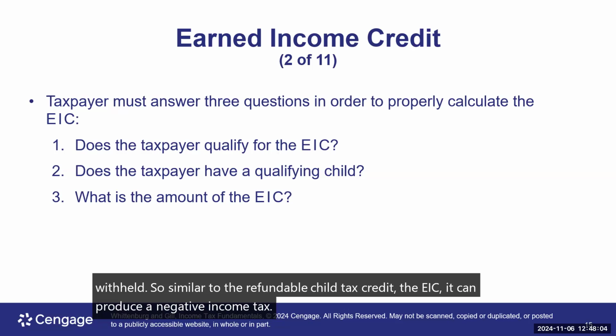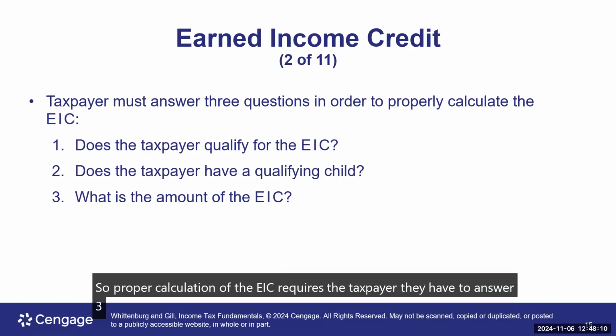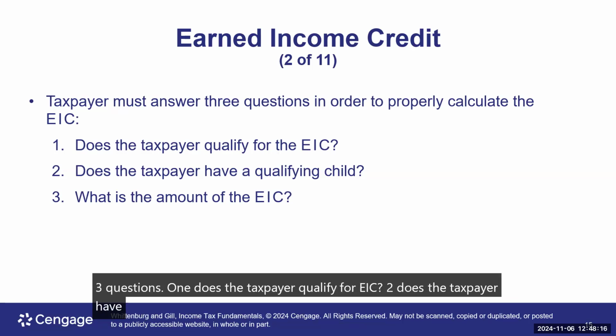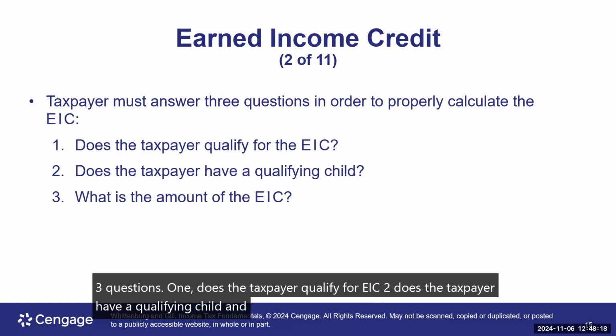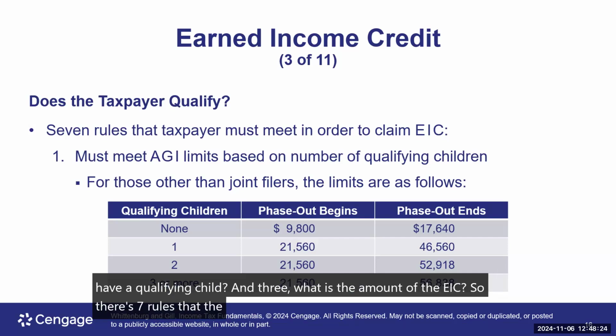Proper calculation of the EIC requires that the taxpayer answer 3 questions. 1, does the taxpayer qualify for EIC? 2, does the taxpayer have a qualifying child? And 3, what is the amount of the EIC? There are 7 rules that the taxpayer must meet in order to claim EIC.